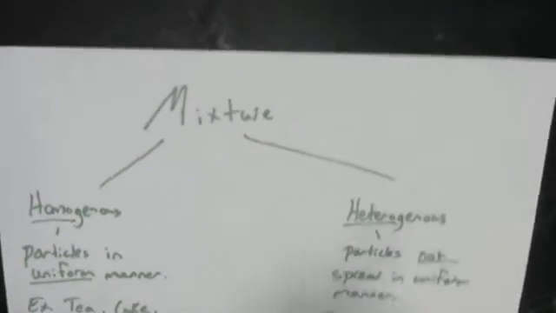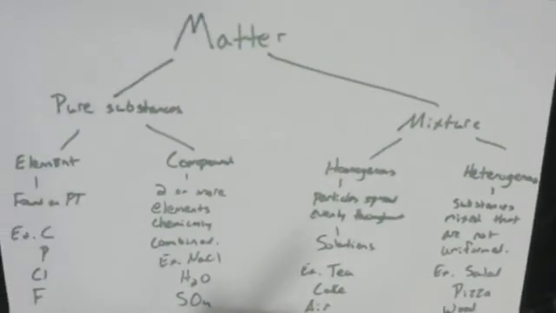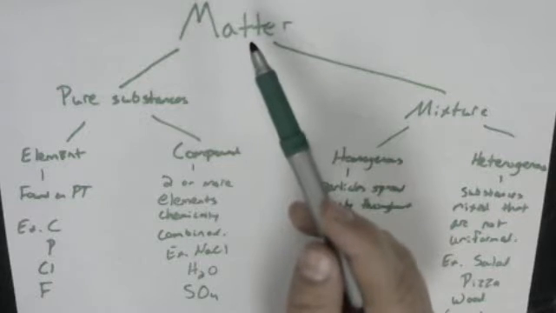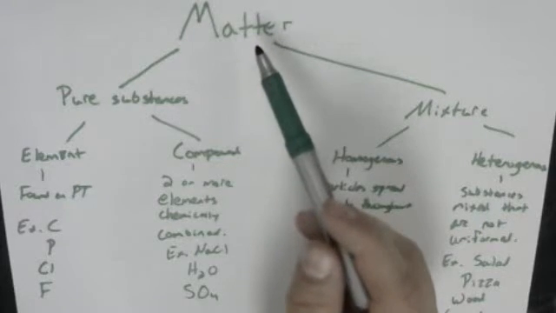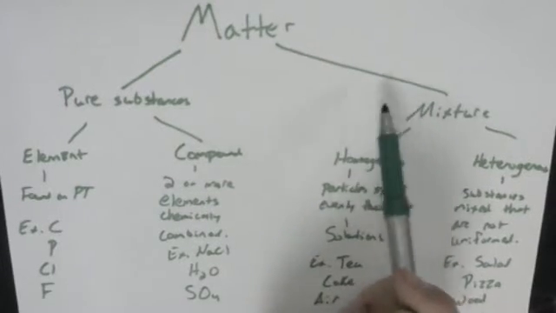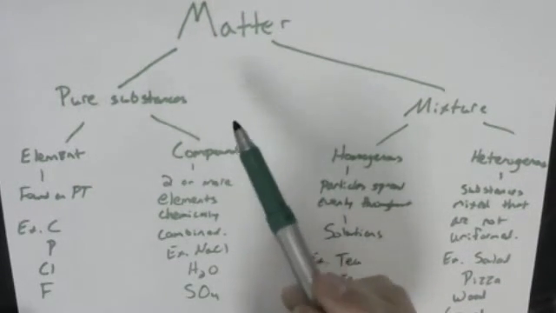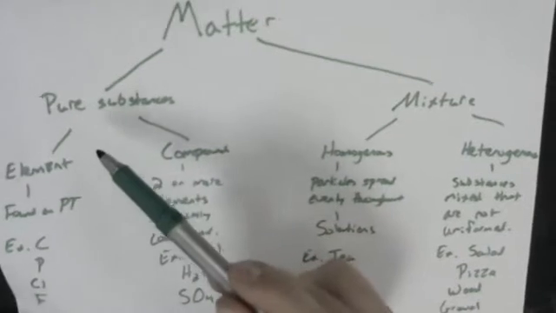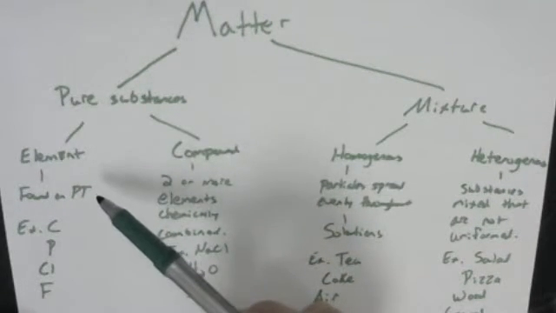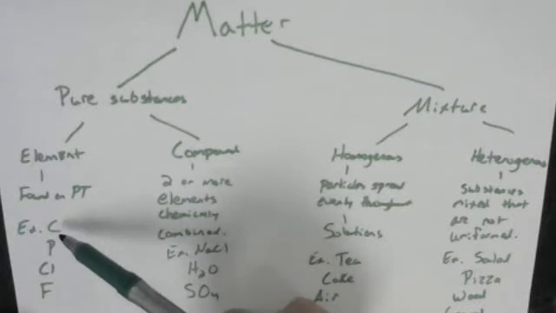Okay, so to bring that all back together, this is what your notes should look like. We have matter, which is the amount of mass that makes up a substance. It has volume and takes up space. And then we have a pure substance and a mixture as the two main groups. A pure substance is broken down into an element and a compound. The elements are found on the periodic table. They're made up of anything we see on the periodic table.